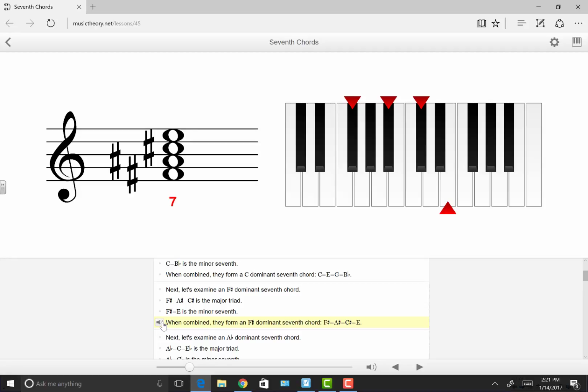And again, you can listen for the solfege, sol, ti, re, fa. Once again. Try singing again along with it on solfege.